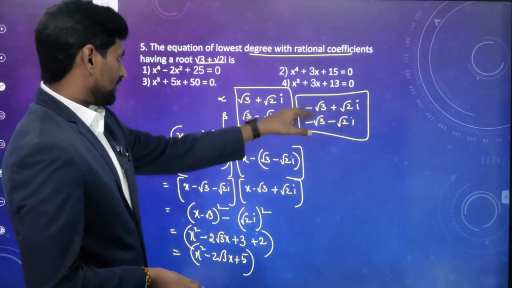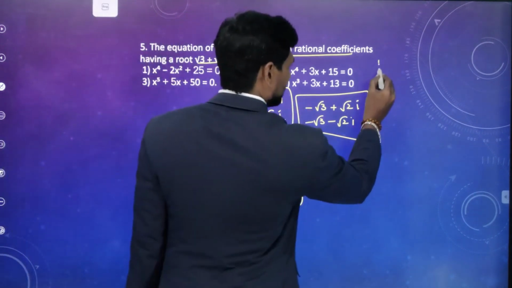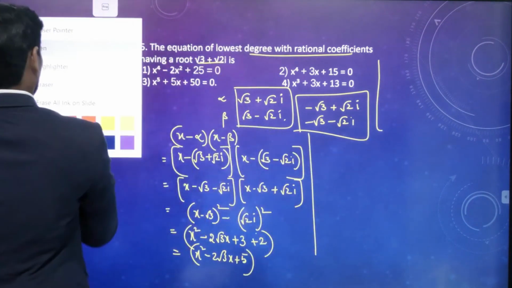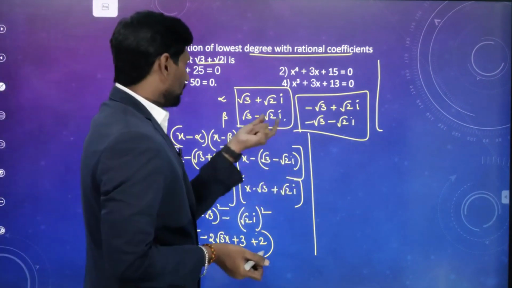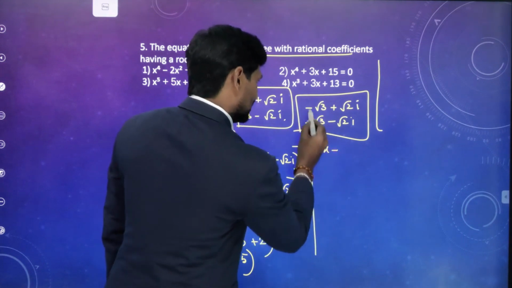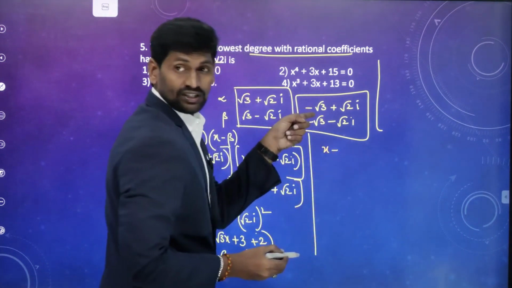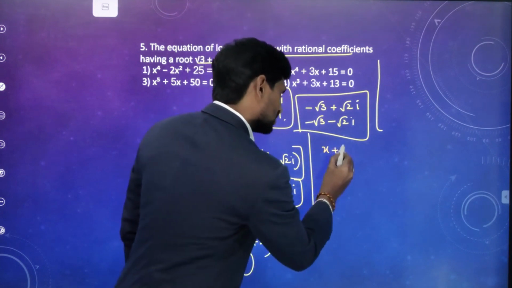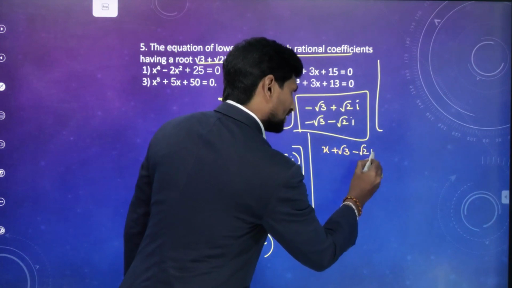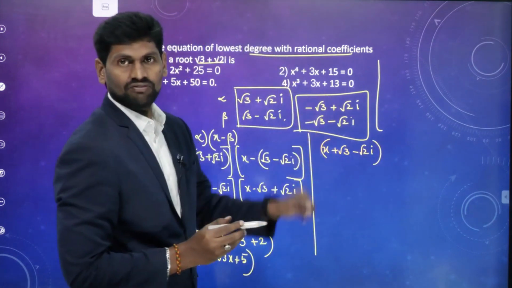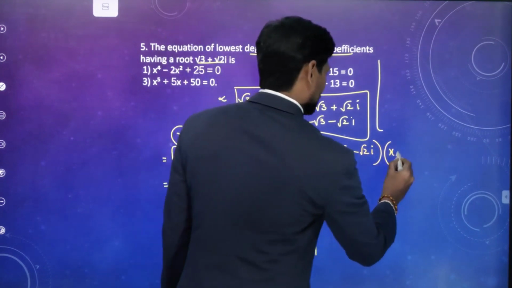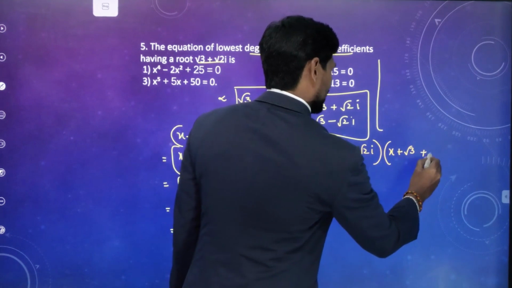Okay. Now let us find from here. So I am going to write directly. Now x minus alpha: I am directly applying the minus symbol for the first one. So minus root 3 becomes plus root 3 and plus root 2i becomes minus root 2i. So this is in the form of x minus alpha. Now x minus beta: x minus again plus root 3 plus root 2i.